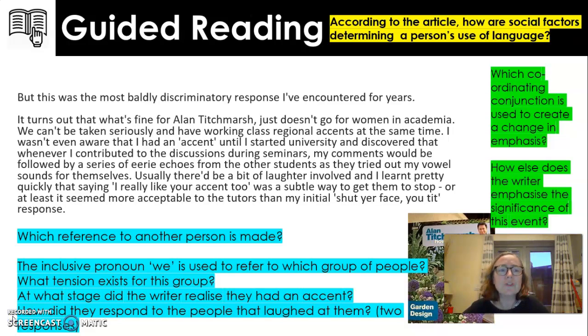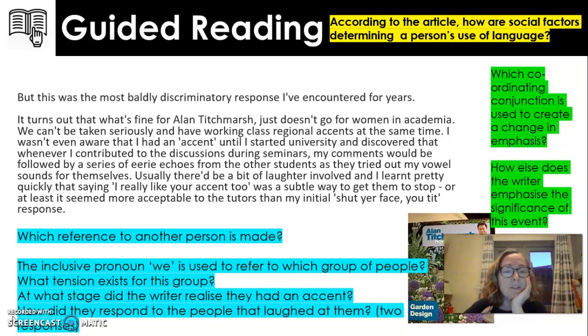Okay, lovely people. So which coordinating conjunction? So there we've got it in a non-standard position at the beginning of this sentence, but okay, now we know we've seen this in journalism. It's taking a rule of speech and applying it to journalism for emphatic stress. It kind of creates a moment of emphasis. So what else, though, is the writer doing to emphasize the significance of the event?